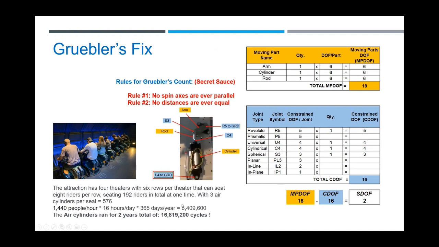Every year there are about 8 million cycles on these cylinders. At last check, it ran for 2 years without any cylinder changes, and that's 16 million cycles on an air cylinder. That's huge. Why? Because it works because of Gruebler's count. This is what I use, and it works because there's freedom for the mechanism as it bends, and it'll self-align itself and reduces the wear. So that was my big success story there with Disney.